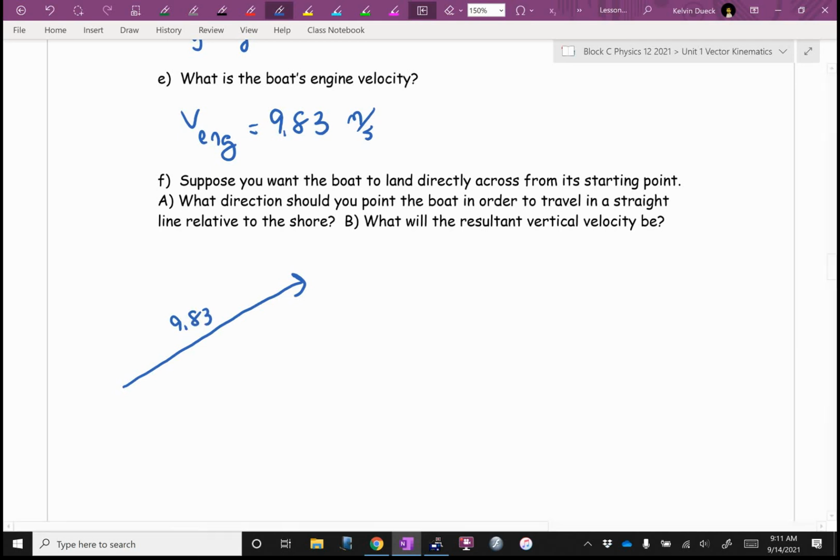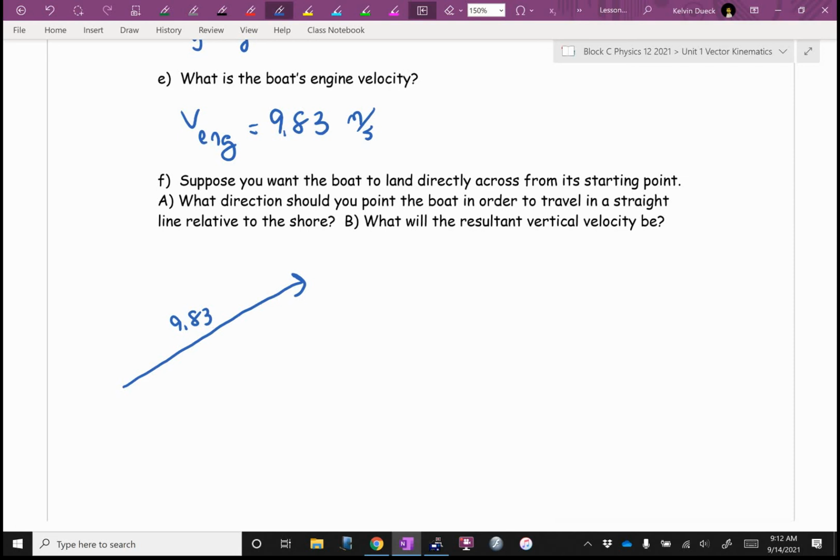But the current is pushing me south. I'm going to combine my engine velocity with the current. How will I combine them? How will I add them together? Why, I think I'll draw them tip to tail. And this would be an impossible question if I didn't know what resultant I want.